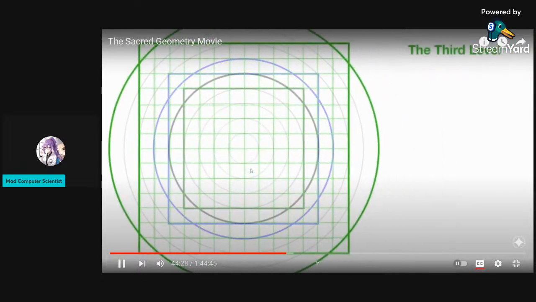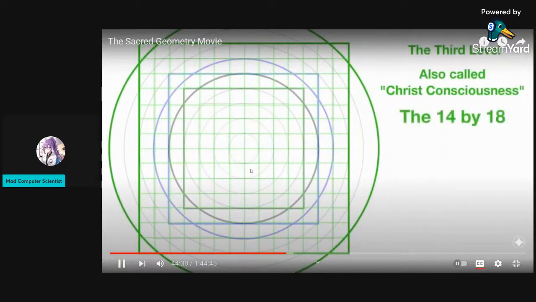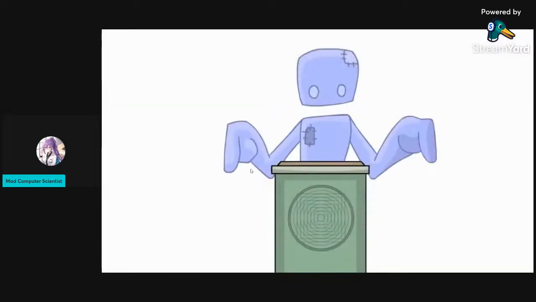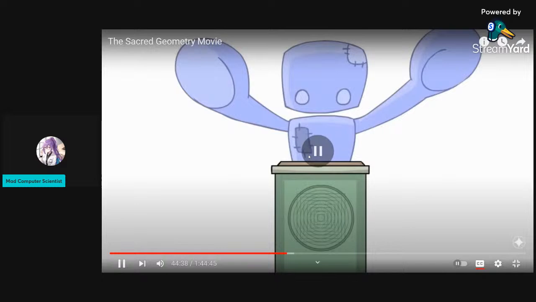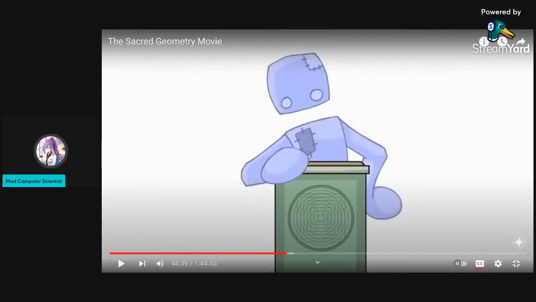This level is the third level, which is also called Christ consciousness. It is a 14x18. Now, there's always a reason for everything in sacred geometry. Nothing, absolutely nothing, happens without a reason. Everything is connected. I'm believing it's all connected by LSD or DMT at this point.